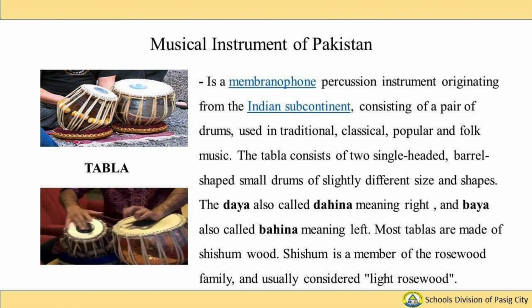Here are the musical instruments of Pakistan. The first one is tabla. The tabla is a membranophone percussion instrument originating from the Indian subcontinent, consisting of a pair of drums used in traditional, classical, popular, and folk music. The tabla consists of two single-headed barrel-shaped small drums of slightly different size and shapes. The daya, also called dahina, meaning right, and baya, also called bahina, meaning left.